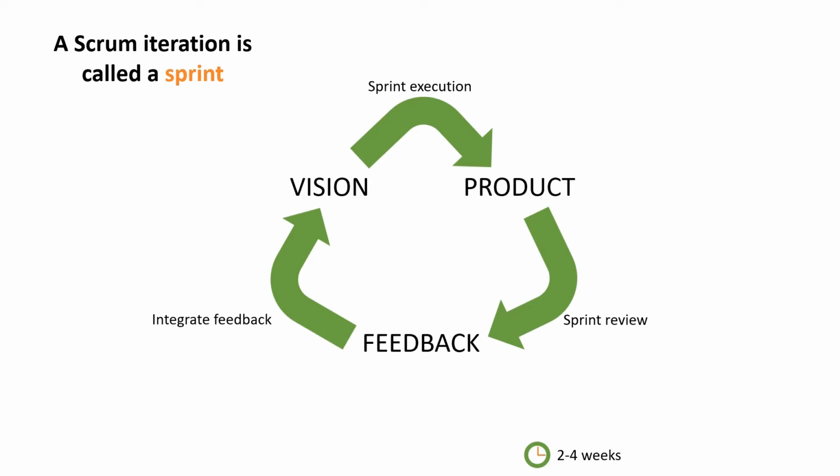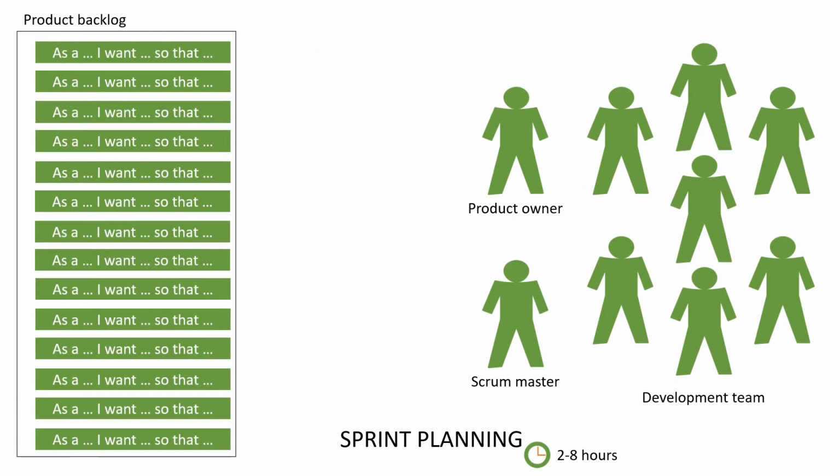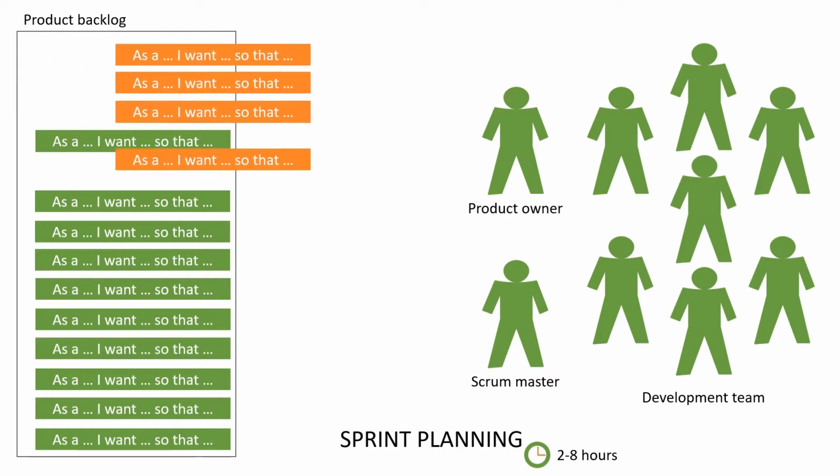To explain the roles in further detail, let's have a look at how they interact during a sprint. To start a sprint, the whole team will sit together to decide what to work on. This is the sprint planning. After an explanation of the different stories at the top of the backlog from the product owner, the development team will determine what they think they can achieve during the sprint. This will turn into the sprint backlog.